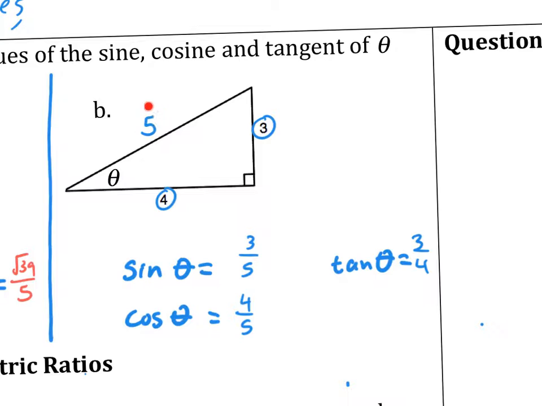Pythagorean triple, 3, 4, 5, and then we just have our ratios here. If we did convert these to decimals, it would stay exact. So we can do that. But generally speaking, we'll leave it as a fraction there.